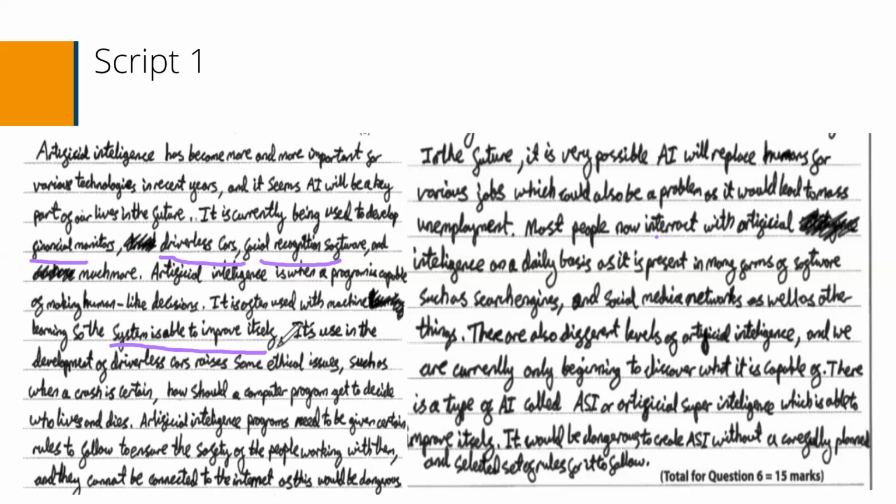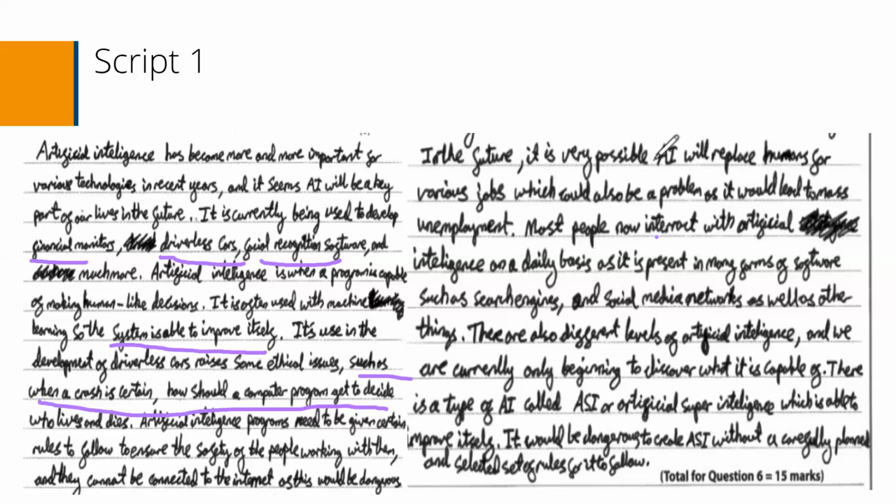We then go on. "Its use in the development of driverless cars raises some ethical issues." So they've actually identified that they're going to talk about an ethical issue, "such as when a crash is certain, how should a computer program get to decide who lives and dies?" A bit dramatic, but it is an ethical issue. They're talking about when does a computer take over, and maybe it could take over wrongly and stuff like that. So we can imply that there. Okay, so that is an ethical issue. So now we've actually had 3 examples of uses, 1 example of characteristic, and 1 example of an ethical issue.